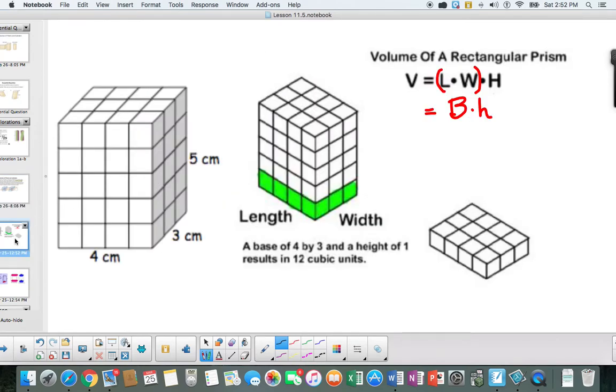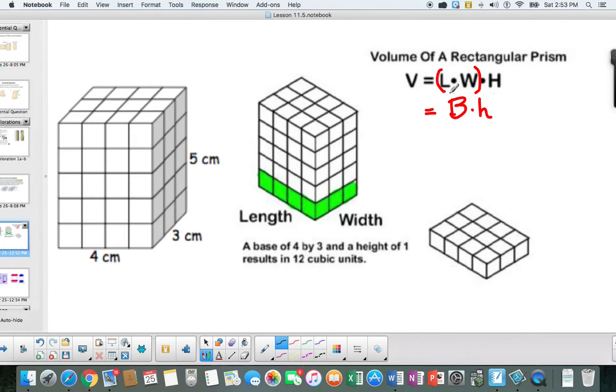Let's remember how we find the volume of a prism. What we do is we write down length times width times height. What I'd like you to think about is that the length and the width are really finding the area of this bottom part right here. Length and width, find this. And then you times by how many stacks you have, which is your height.